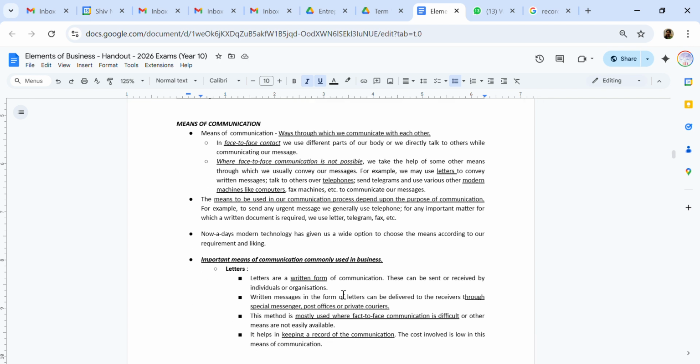Now, what do you mean by communication? Communication can basically mean that we have a message that we need to transmit from the sender to the receiver. The means by which this can be done include face-to-face contact, where we interact directly and use words or gestures, or wherever face-to-face communication is not possible, we can use letters if we are communicating written communication. If we have verbal communication, we can have telephones, etc.